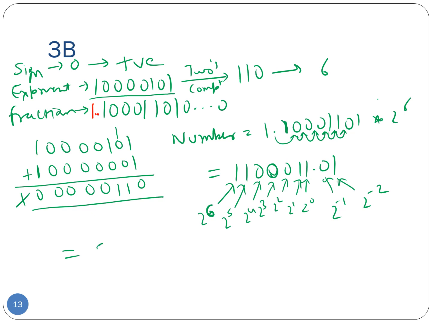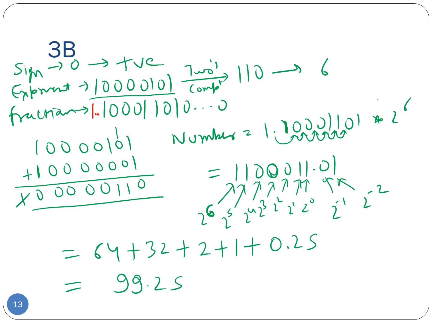So the number becomes 2 to the power 6 is 64 plus 2 to the power 5 is 32 plus, so this will be 0, this will become 0, this also becomes 0. 2 to the power 1 is 2 plus 2 to the power 0 is 1, and after the decimal point we have just 2 to the power minus 2, which is 0.25, 1 by 4. So let's add all of these together. All of this adds up to basically 99.25. So this is our final answer here.